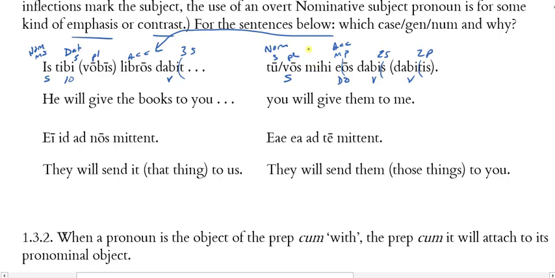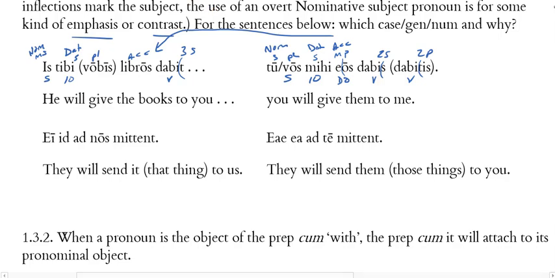And then mihi is dative, and it's first person, so there's no gender, but there is a number. This is singular. Okay? And why is it dative? Because mihi marks the indirect object, the recipient. You will give them to me. All right? So, pronouns, case, determined by function, gender, if gender is marked, and number depend upon the antecedent or the referent.